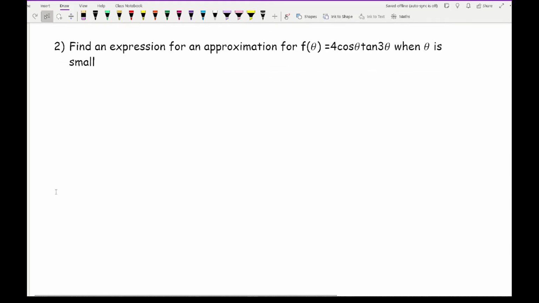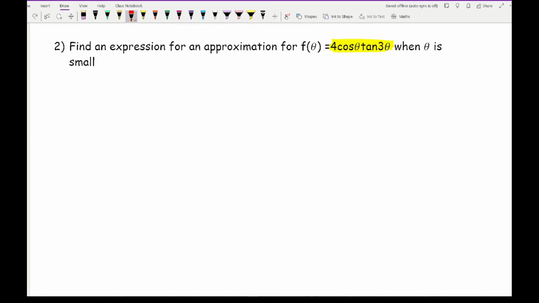This says find an expression for the approximation of f theta equals 4 cos theta tan 3 theta when theta is small. Now one question I got asked when I taught this was, when do you know when to use small approximations? Well, it will literally tell you in the question, so don't worry about whether you use this all the time or not. It will either tell you that theta is small or tell you to use small approximation. And that will apply to all the questions involved in this particular topic.